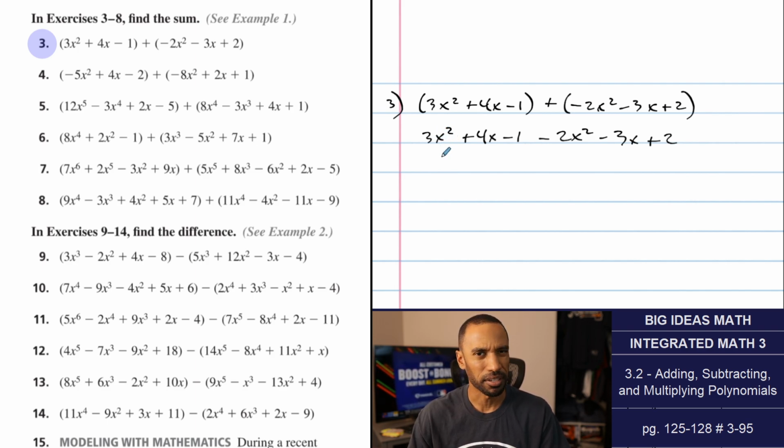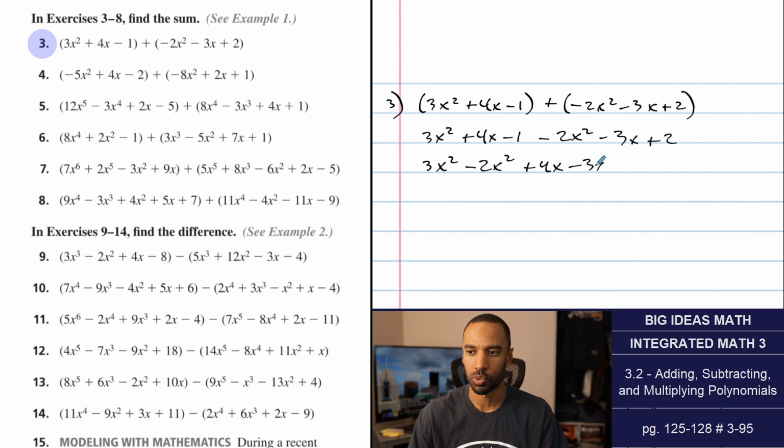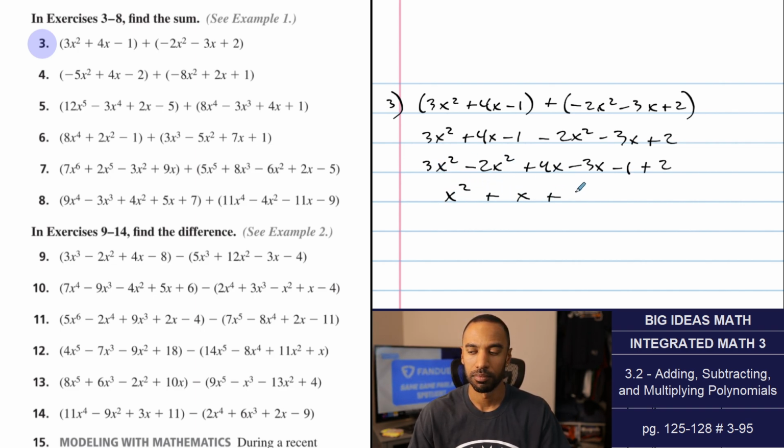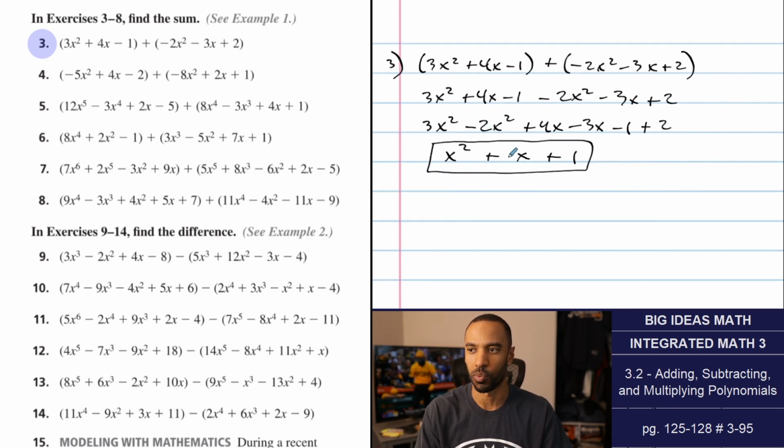This is the only time I'm probably going to do this unless I feel like it's necessary for other problems. I'm going to rewrite these so they're next to each other: 3x squared minus 2x squared plus 4x minus 3x minus 1 plus 2. Just reminding you of how you do it when you rearrange them. My plan is not to do that really ever. Oh, look at that answer. That's what it simplifies to, x squared plus x plus 1.